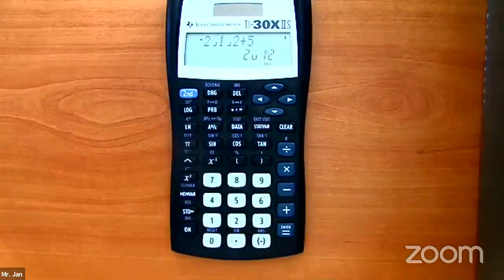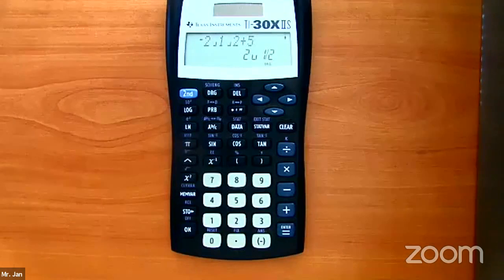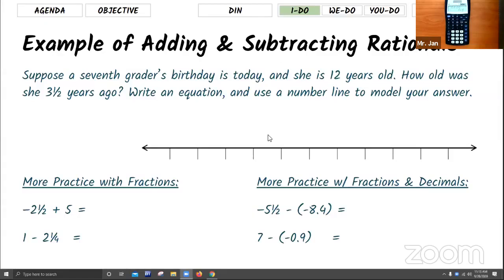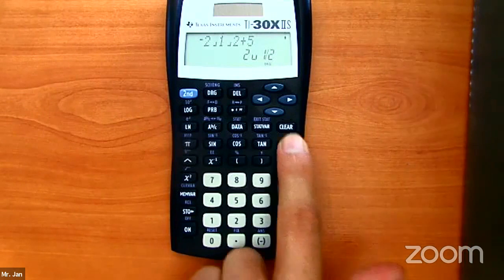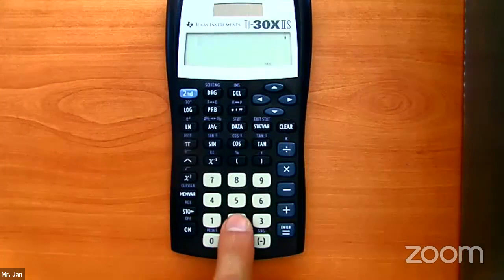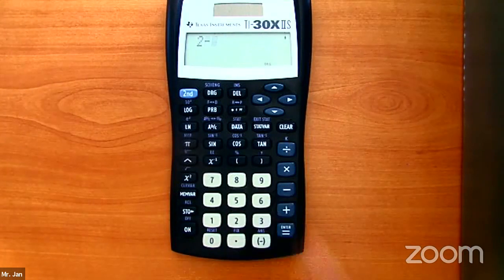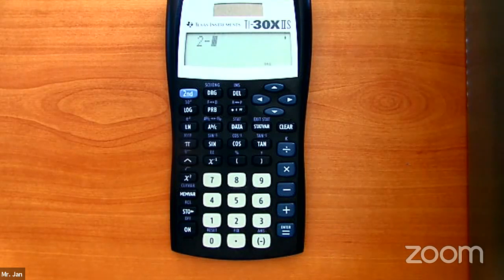So let me go back, sharing my screen again. Let's type our result over here. Okay, so the result was 2 whole and 1/2, right? And let's try another example: 1 minus 2 1/4. So stop it and clear out. 1 minus 2 1/4.